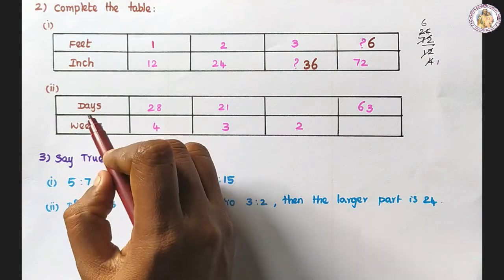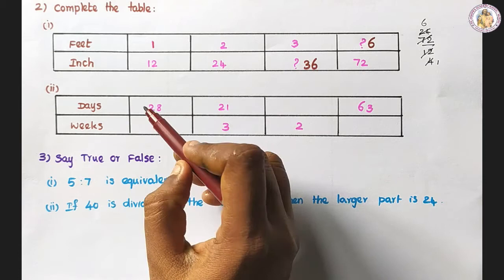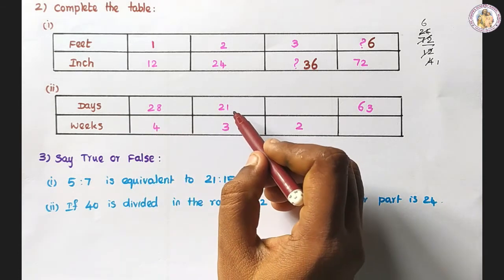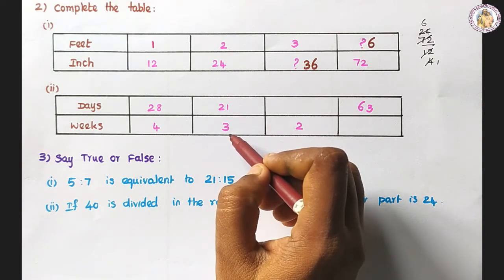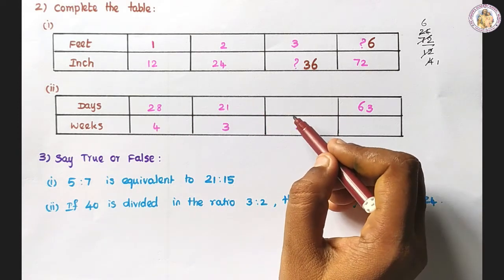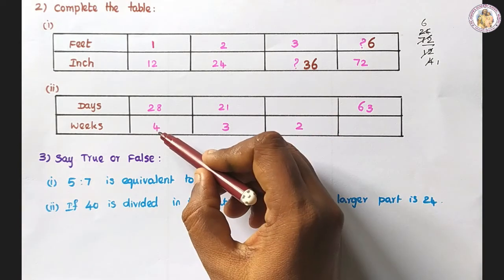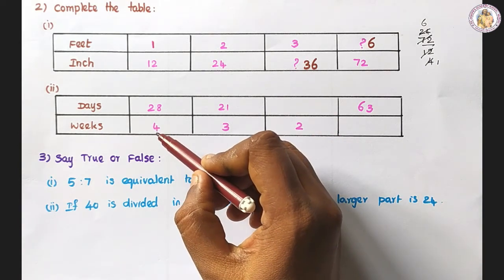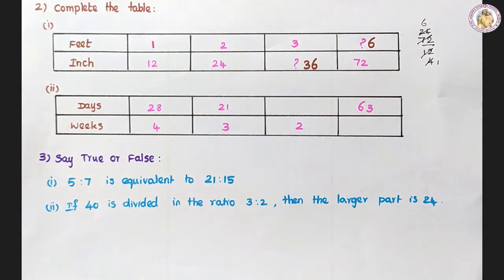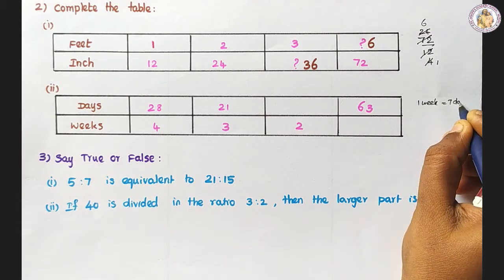Next one. Next table column, days and weeks. They give days, 28 days. For 28 days, 4 weeks. 21 days means 3 weeks. Here 2 weeks means how many days? 4 weeks. Per week 7 days is there, right? You know that very well. 1 week equal to 7 days.